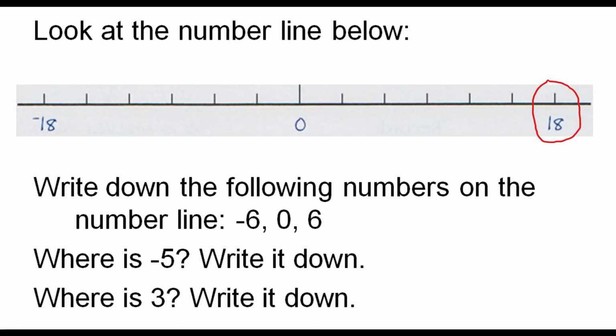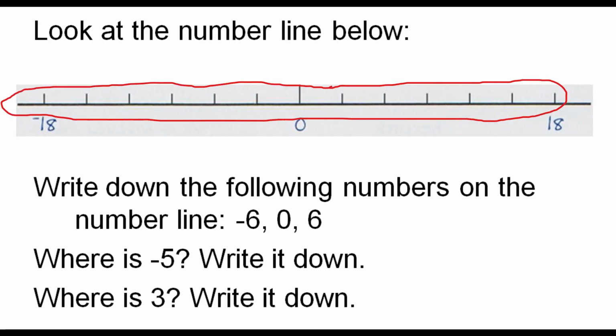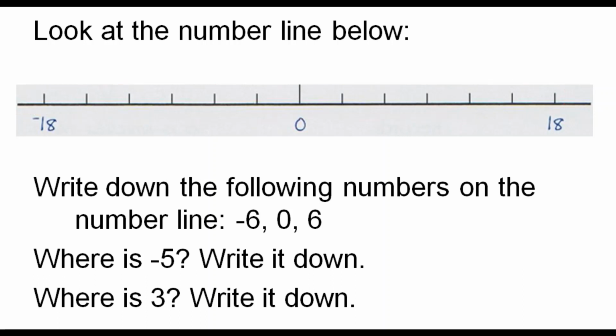So we know we're not going to be counting by ones. How much is each line going to be? If we know this is 0, and this is going to be 18, I know that I'm going to count by 3s for each line. Just to confirm that, let's count to see where the number goes. We've got 0, 3, 6, 9, 12, 15, and 18. So we now know that we're counting by 3s.